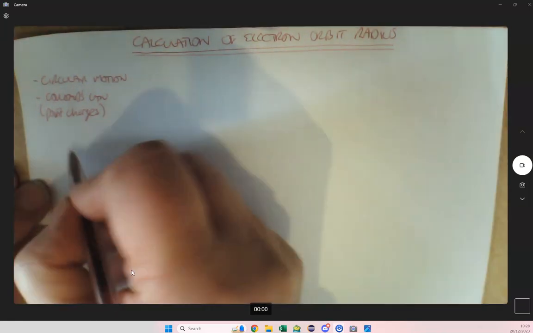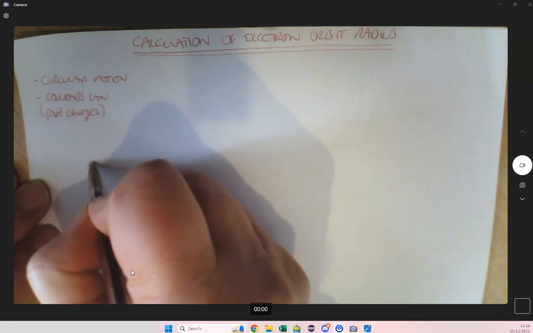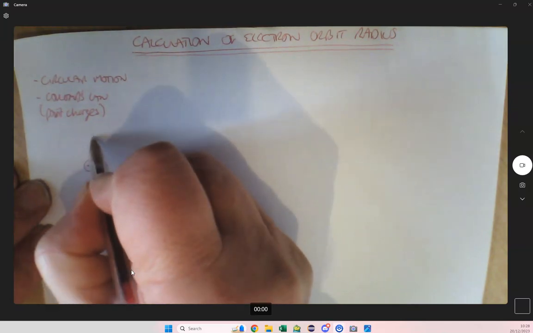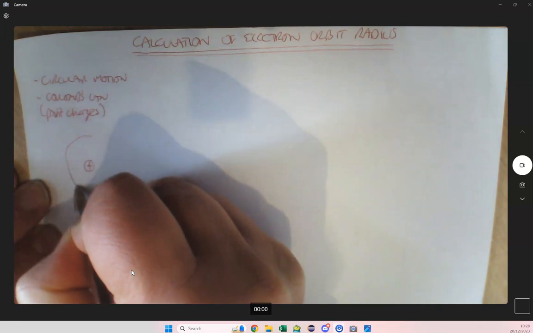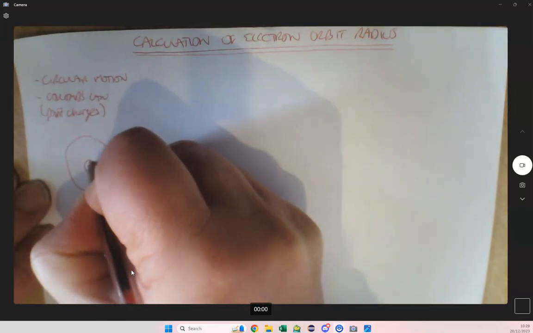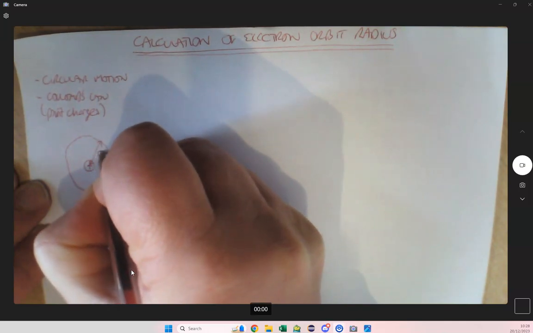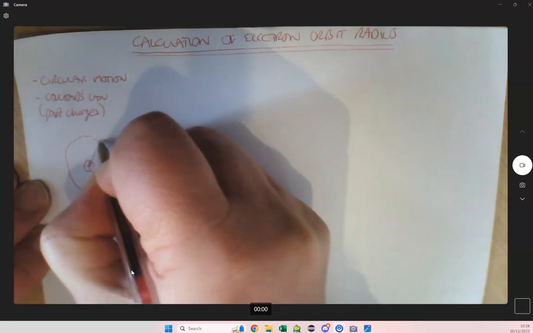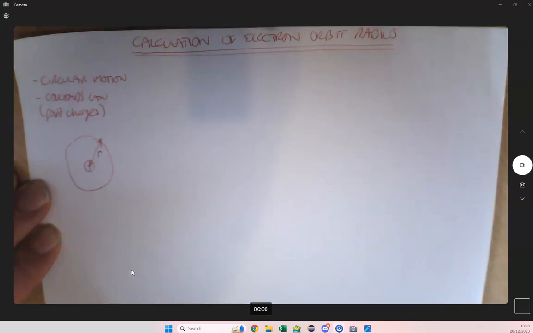Well, what we've got set up is some positively charged nucleus, and we've got to assume we've got a circular orbit around it, and we're going to say that the distance from there to there is the radius r of this orbit. And there's our electron whizzing around on that orbit.